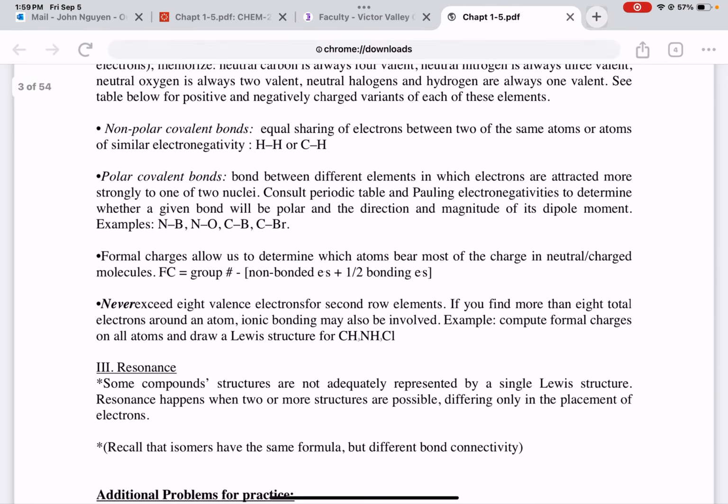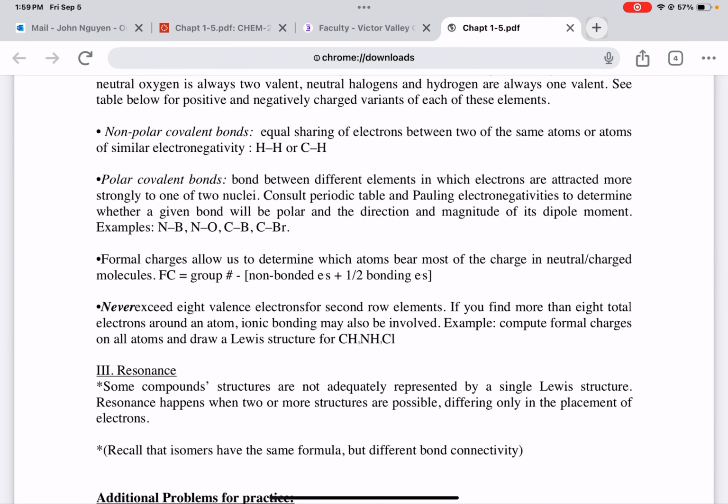Polarity of the bond depends on electronegativity. So for example, the CH bond, if you take the carbon, which is 2.5, minus hydrogen, which is 2.1, the difference is 0.4. You always take the larger electronegativity and subtract the smaller one. Now if the difference is 0.4 or less, that will be a non-polar bond. If the difference is 0.5 or more, that will be a polar covalent bond, okay?